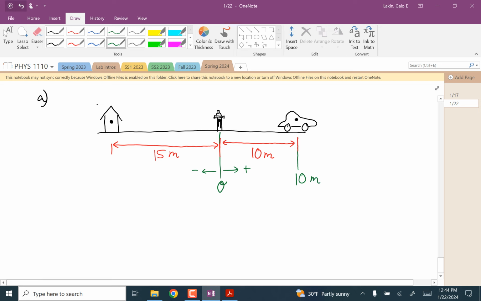And now let's go back to the shed. If you start at 0 and go 15 meters in the negative direction, what are you at? Yep, negative 15.